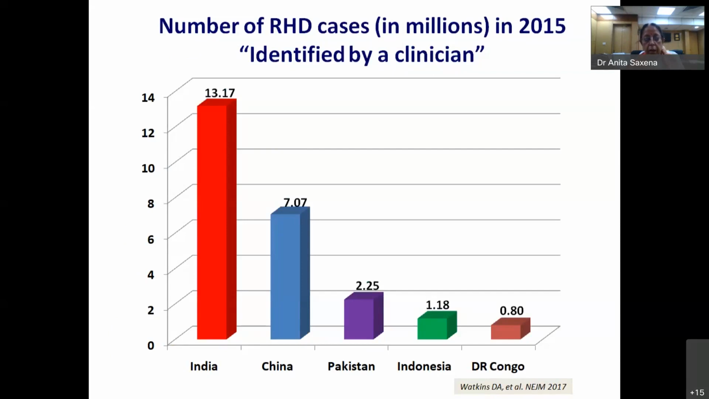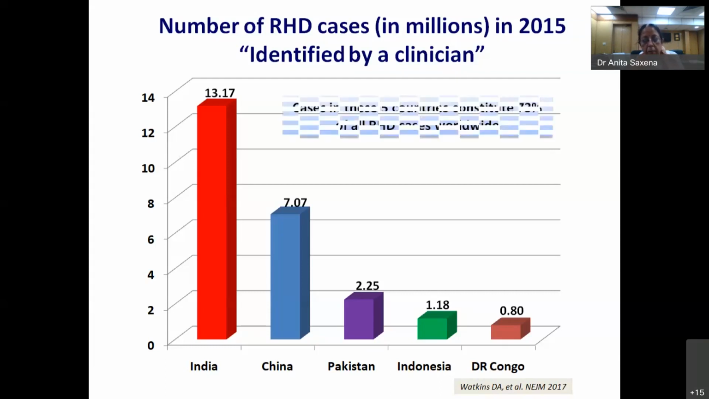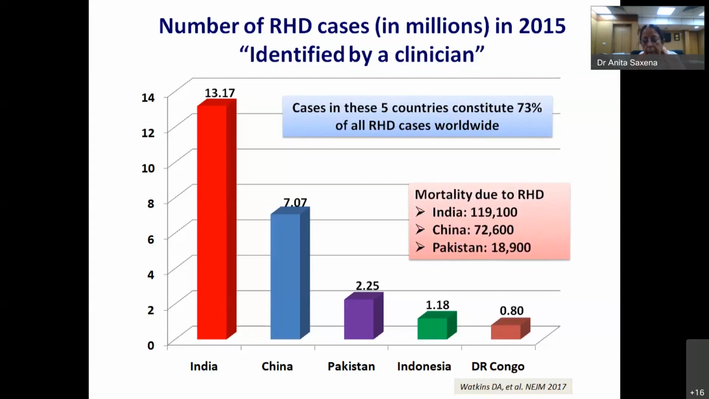So India obviously has the largest burden of rheumatic heart disease cases. 13.17 million is the estimate. Next comes China. And of course, the other countries have a much lower population, therefore their numbers are also small. But if you take these 5 countries, then a large number of rheumatic heart disease cases worldwide are living in these countries. And of course, on top of that, we have the African continent, which again has lots of rheumatic heart disease patients.